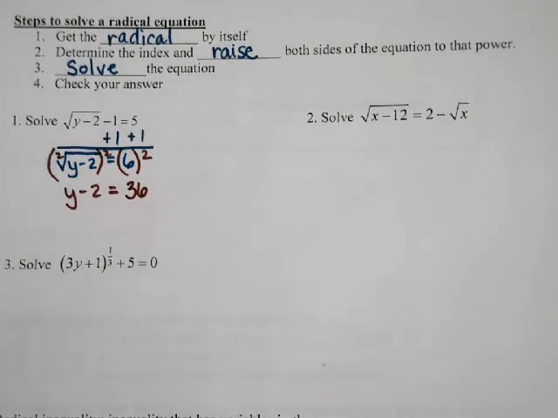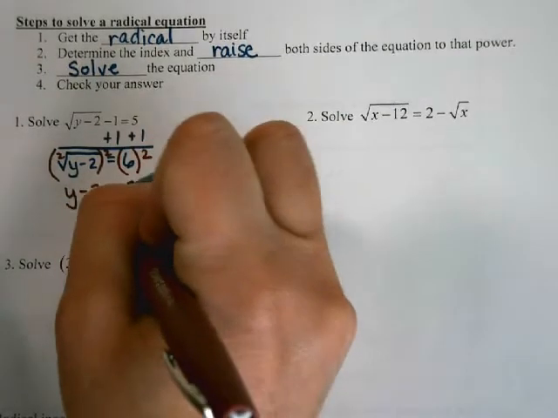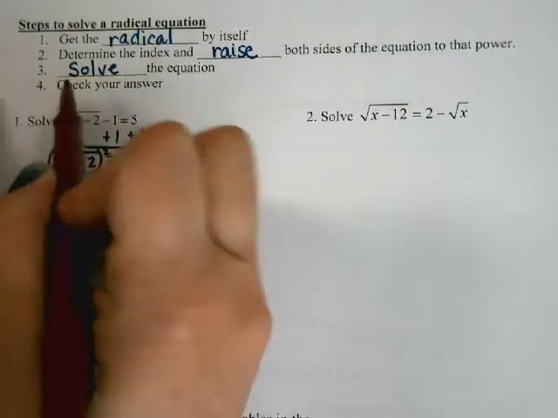All right, so we got the radical by itself. We determined the index was 2, and we raised both sides of the equation to that power. Number 3 says solve. So now we can solve for y. This one turned out a whole lot easier, right? We got rid of radicals, and now it's just an Algebra 1 problem. So I'm going to add 2. So y equals 38. Number 4 says you have to check your answer.